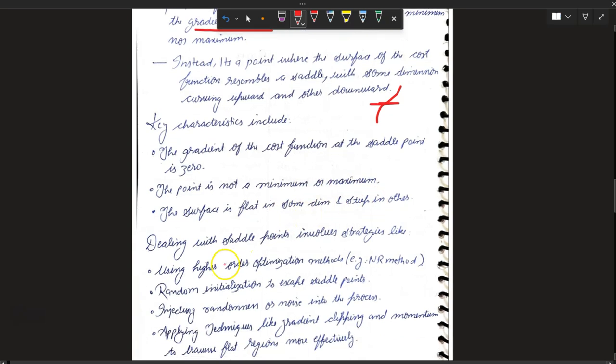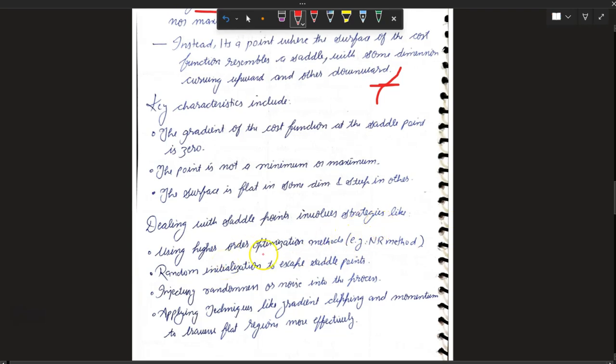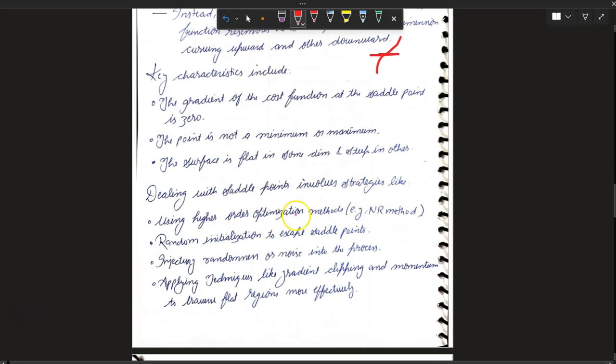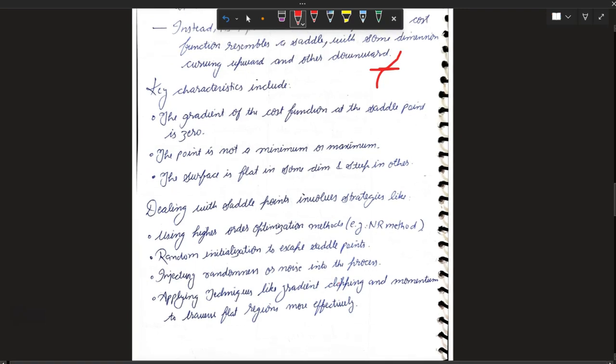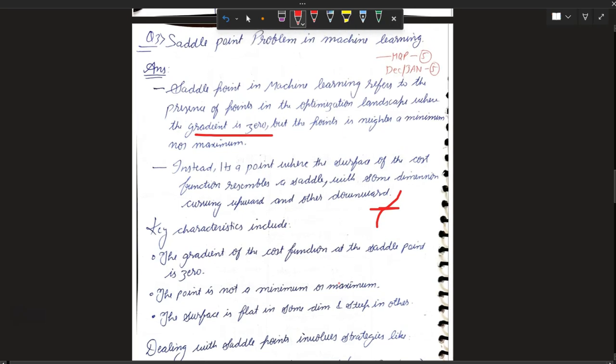Dealing with saddle points involves strategies like higher order optimization methods. You can use Newton-Raphson method or random initialization to escape saddle points, injecting randomness or noise into the process, and applying techniques like gradient clipping and momentum to traverse flat regions more effectively. So this is all about the saddle point.